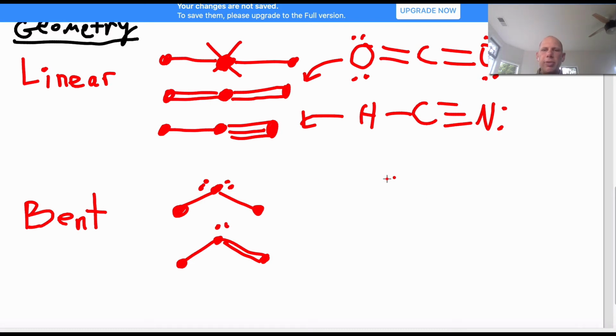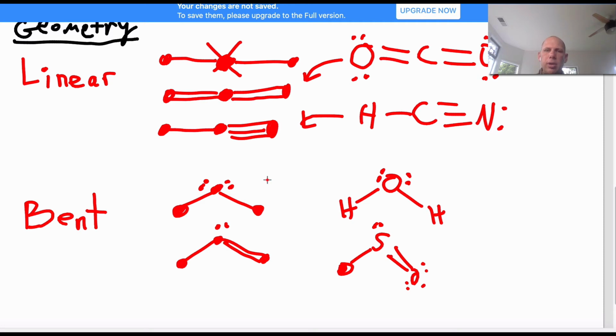So what's an example of the first one? Well, that's water. That's our standard example. And water being bent is really important. Okay. And sulfur dioxide is a common one here. So there is your example of that one, and there's your example of that one.